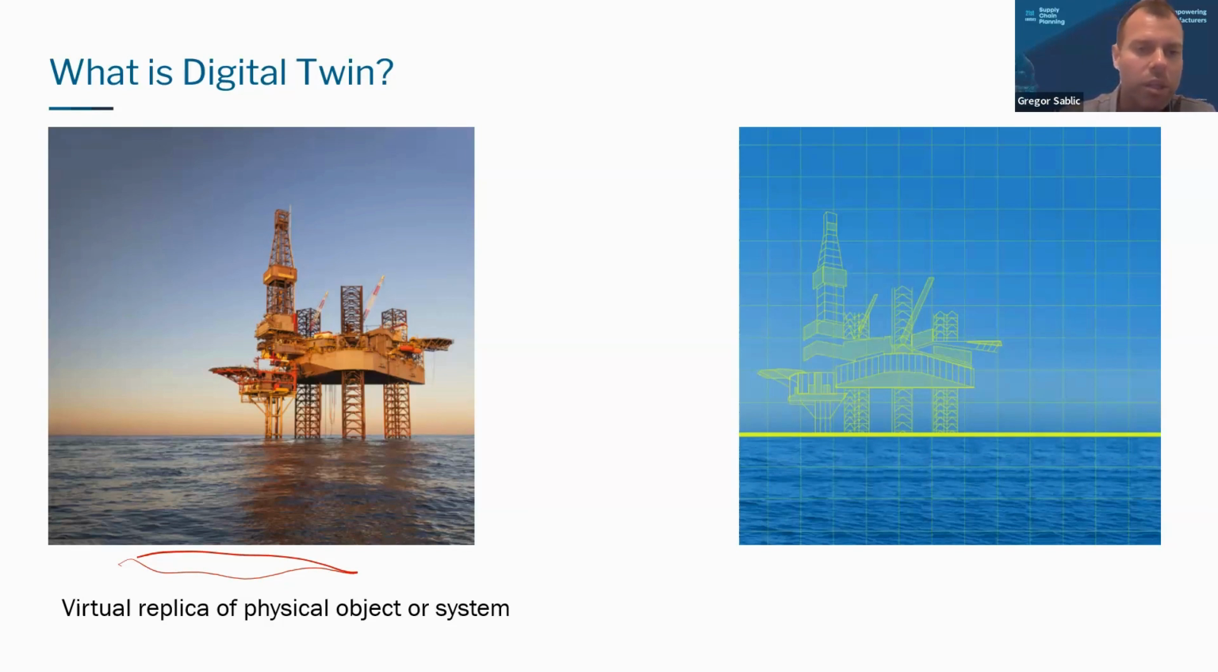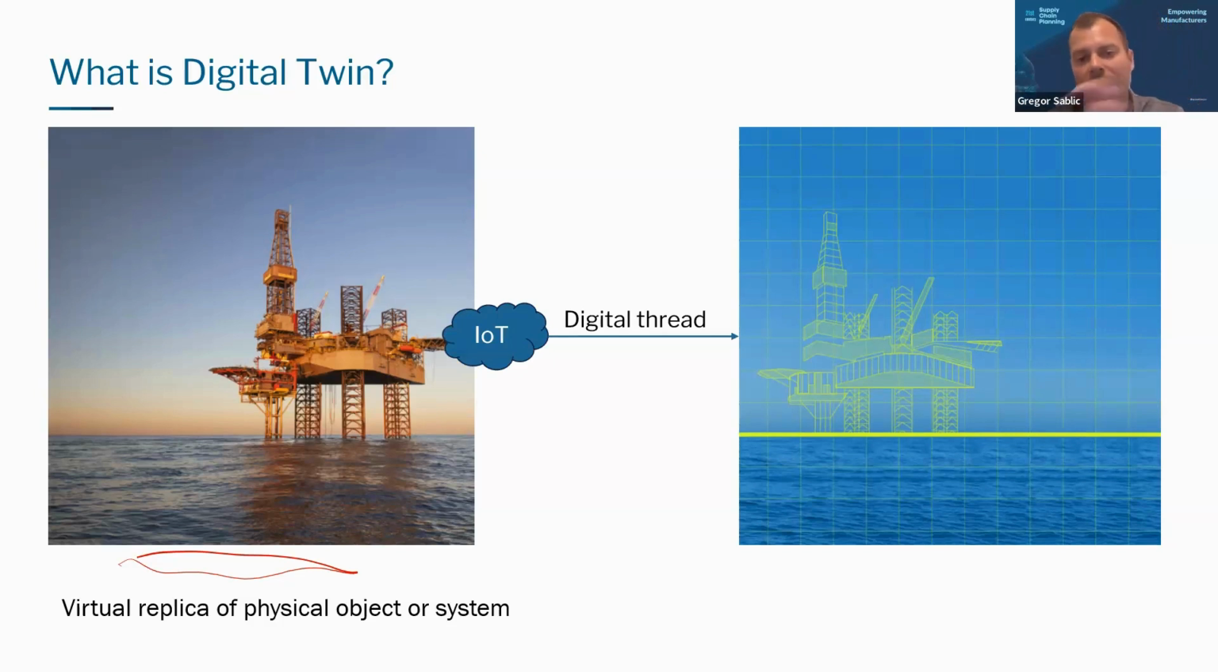So we connect IoT sensors to physical assets, and a single stream of data called the digital thread enables creating this digital twin.